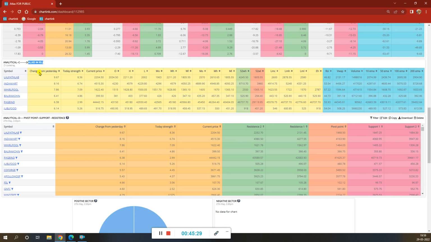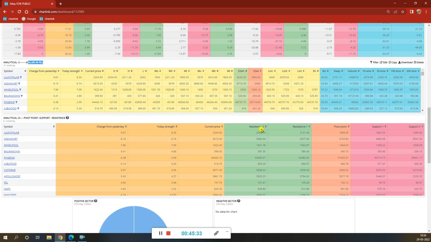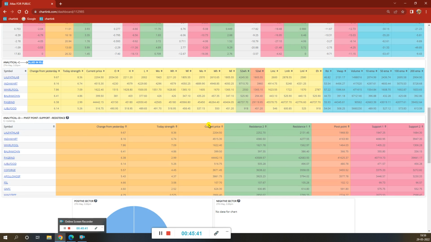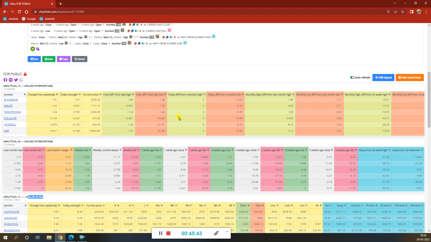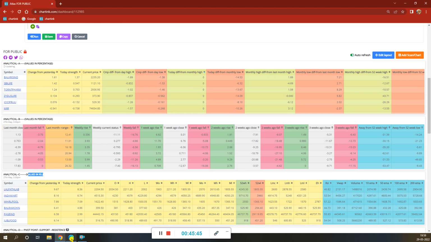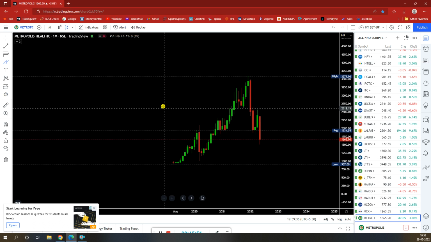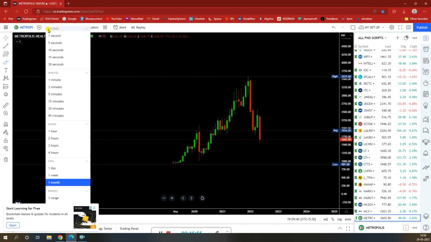Same concept, change from yesterday, today's strength and current price. This is resistance 2, this is resistance 1. Now why is resistance 2 first? Because when we are looking at it, assume that instead of reading these values, you are in front of a chart and you have to draw the levels without looking at the chart. I guess I'm not talking about some rocket science.